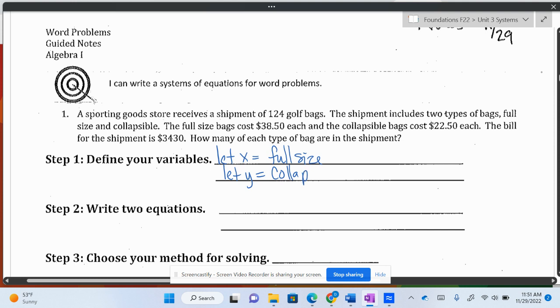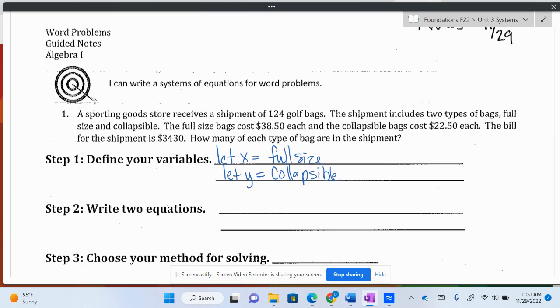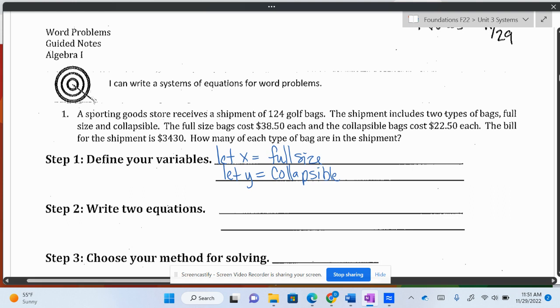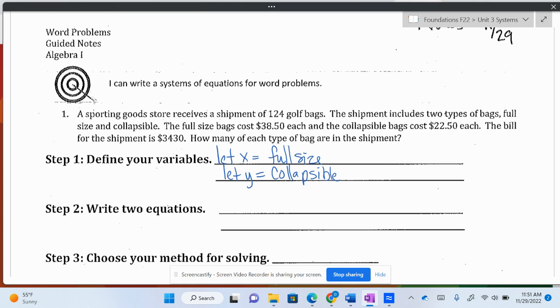Now I know sometimes you like to use the variable that starts with, like, if I was talking about money, you might use M or F for full. I just always use X and Y, and here's why. Because I always know that my ordered pairs come in the order X and Y, and when I start changing the variables, I think sometimes that gets confusing. Do you know what I mean? So just stick with the X and Y.